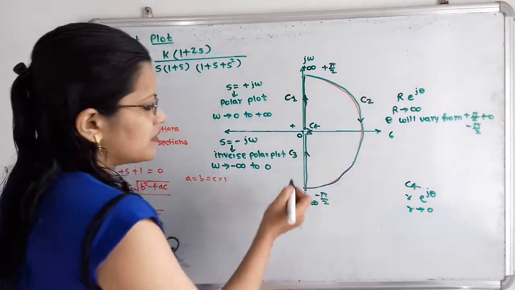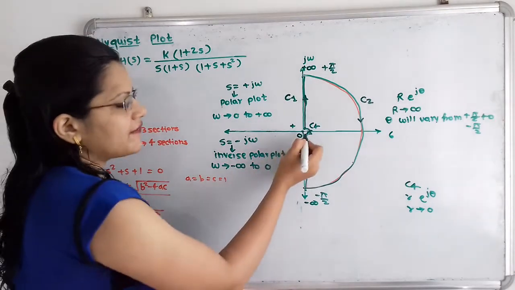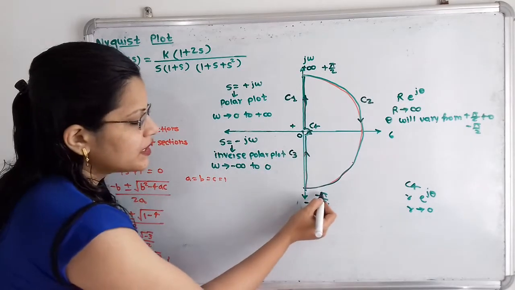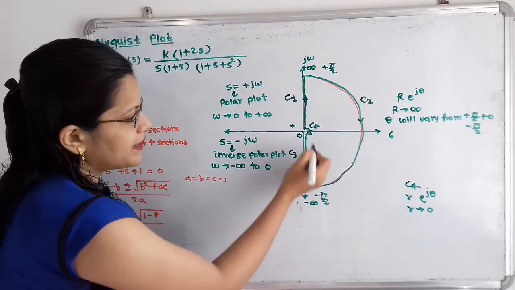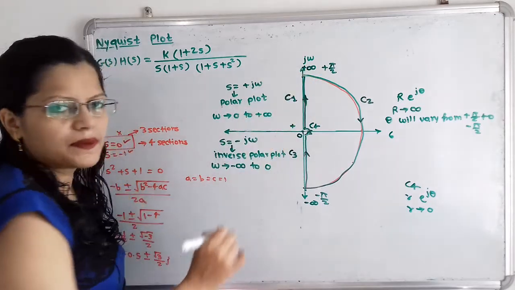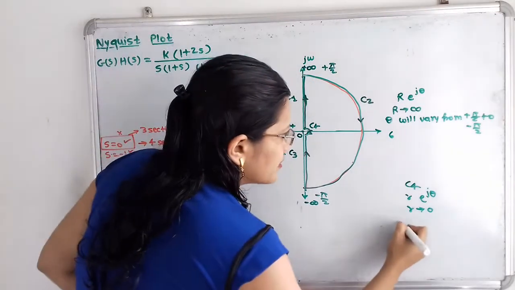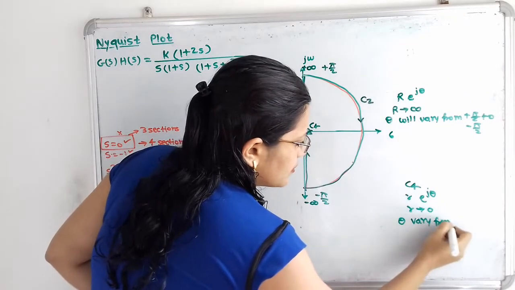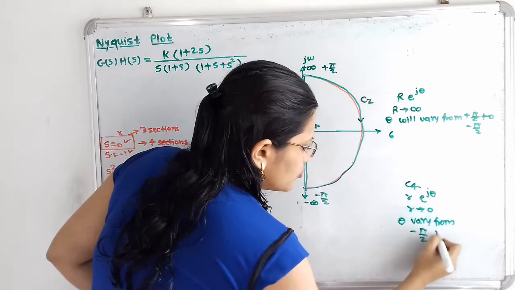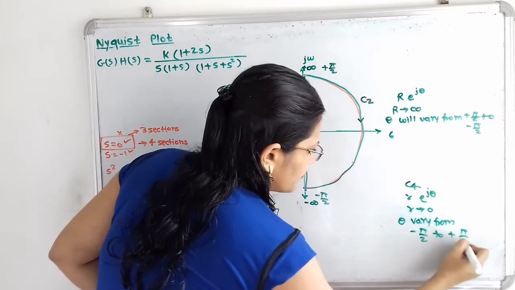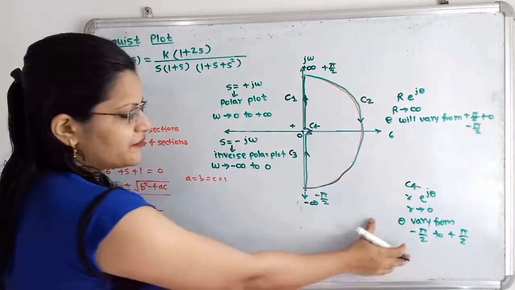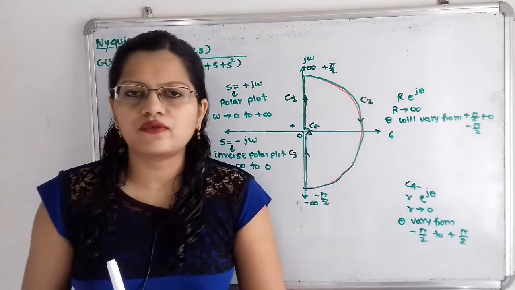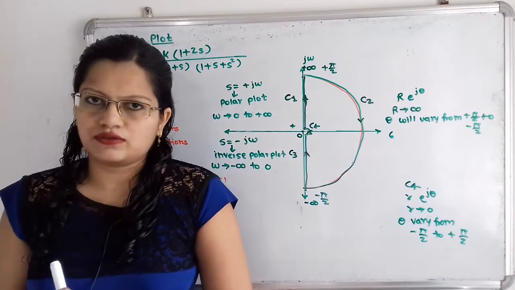Now how can we say how theta will vary? Here I have shown the arrow in the upward direction. So here the angle is minus pi by 2 and here the angle is plus pi by 2. So we can say that theta will vary from minus pi by 2 to plus pi by 2. So this is all about the section C4. We will apply this information to this transfer function and we will find out the exact Nyquist contour.